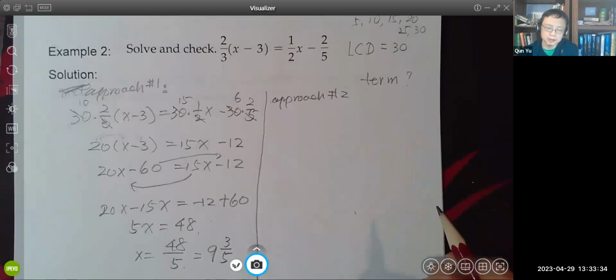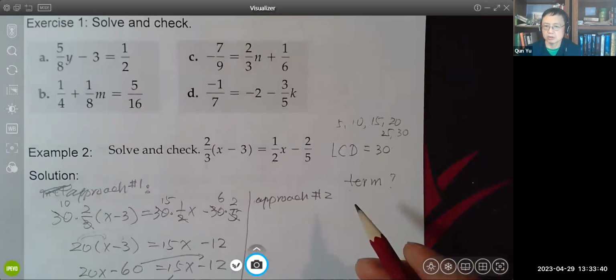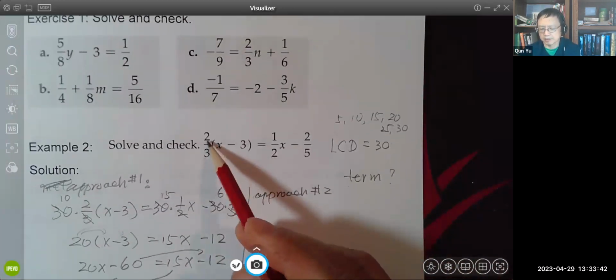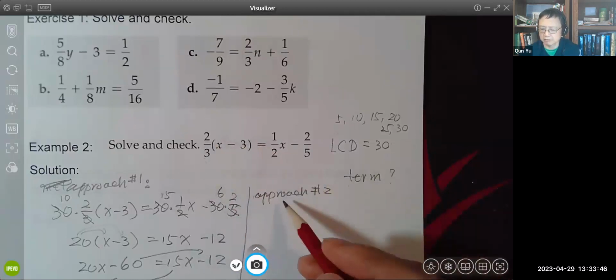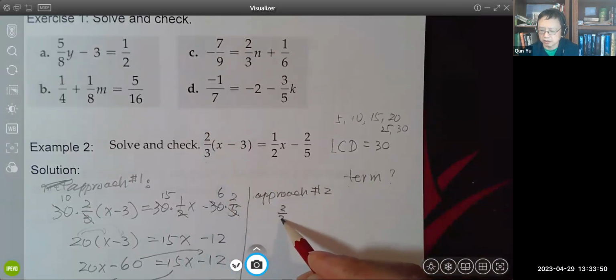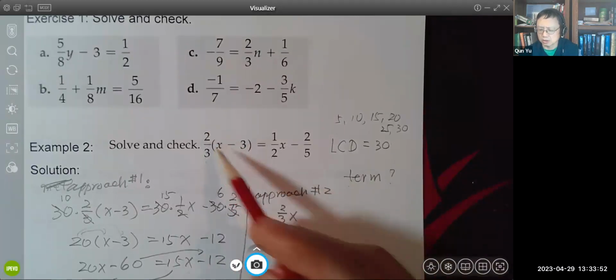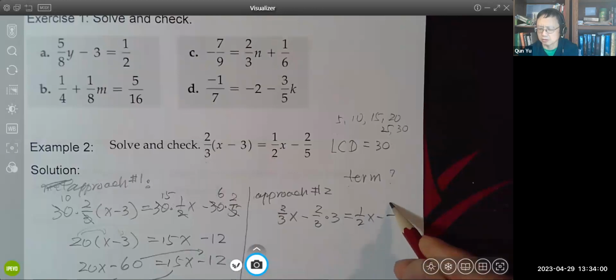And no matter which approach we take, our answer should be the same. So in the second approach, I just expand this parentheses first before we multiply by the LCD to see what happens. So 2/3 times x is 2/3 of x. Then 2/3 minus 2/3 times 3. The other side is half x minus 2/5.